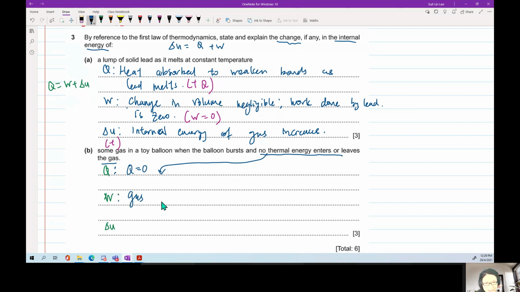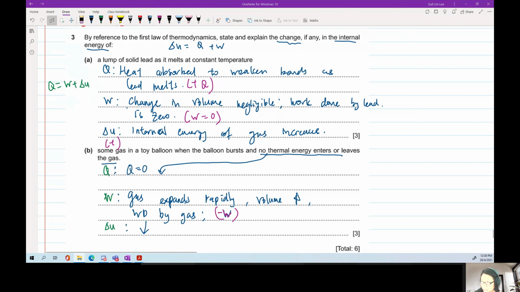W: the gas expands, right? Because you burst the balloon. So the gas expands rapidly, volume increases. Work is done by gas. W is the gas doing the work, so the gas energy will be less. So it's negative W. Q is 0, W is negative, so delta U must be negative, right? So you can say internal energy of gas decreases.